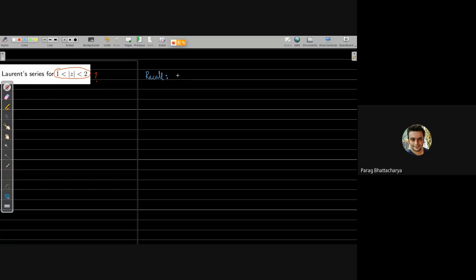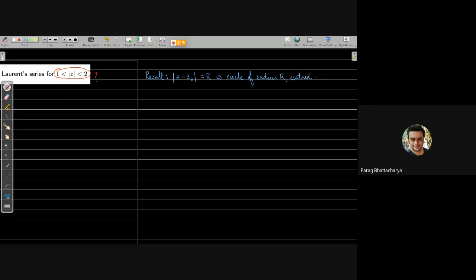to r, what does this imply? It implies a circle of radius r centered at z naught, right? So this is what it implies. It's a circle of radius r which is centered at z naught, right?